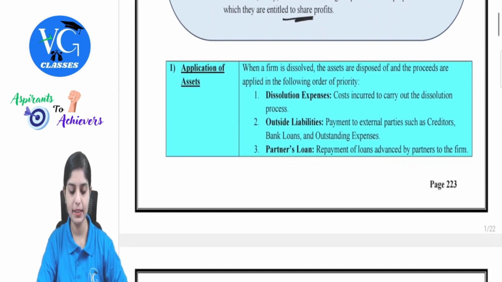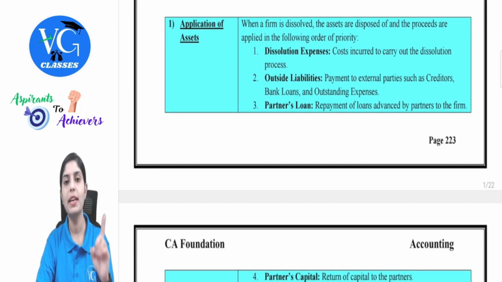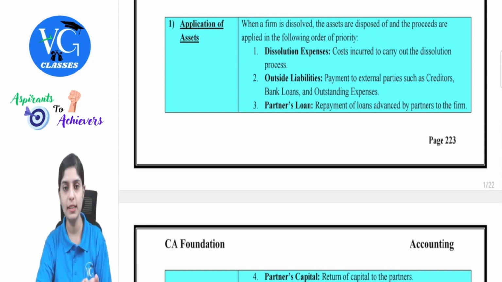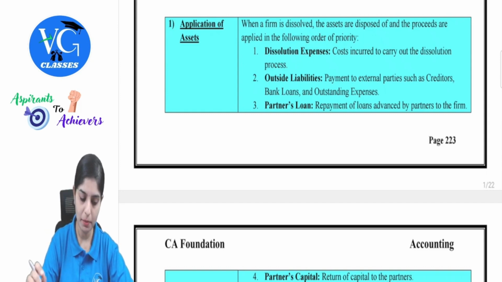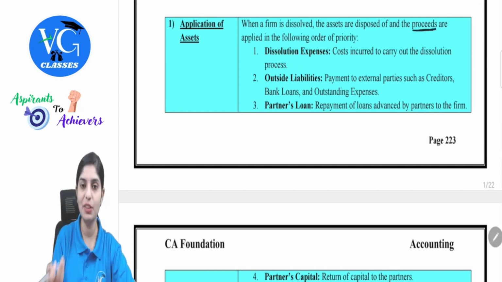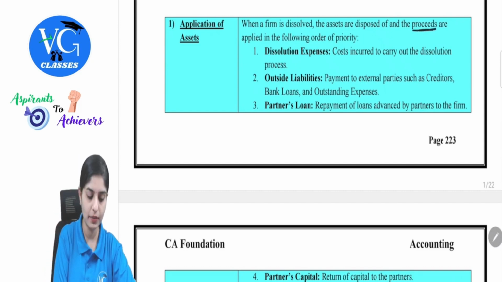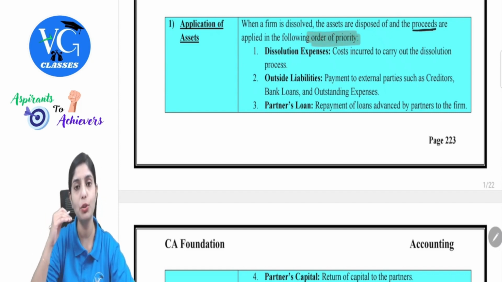So first, step by step, we will understand what is the first step in dissolution. Application of assets. Application of assets means whatever amount is realized, we should use this for what purpose and in what order. See, when a firm is dissolved, the assets are disposed of and the proceeds, that means whatever money we receive, are applied in the following order of priority. This is very important. So, there is a priority prescribed. This is the order which we need to follow.